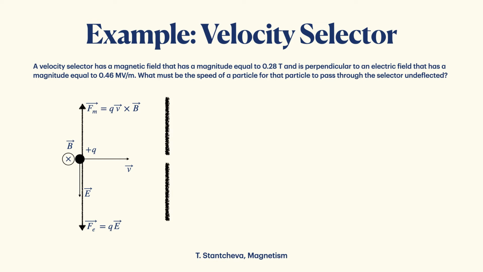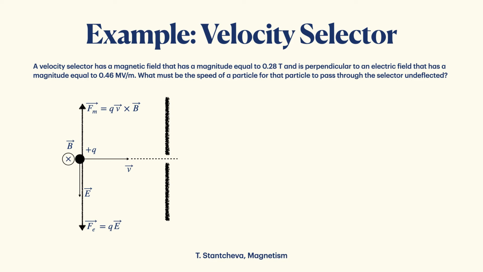So if we were to place a screen there with an opening in the middle, only particles for which the two forces cancel out overall and experience no net force will be able to actually make it through that opening. And that is where the name of this device comes from, velocity selector. We're selecting only the particles that are moving with velocity v.